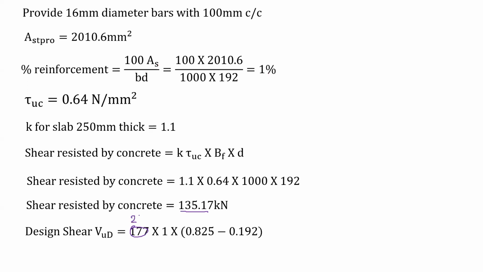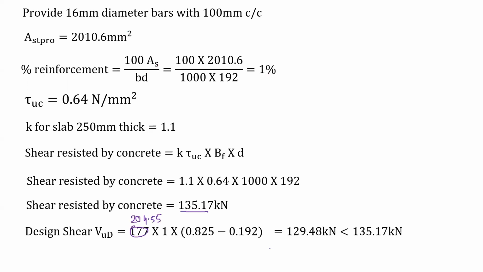So 409.1 by 2, so 204.55. We have this value 204.55 into 1. So last we have taken the same way. So 129.48 is less than 135.17, and therefore safe against one-way shear.